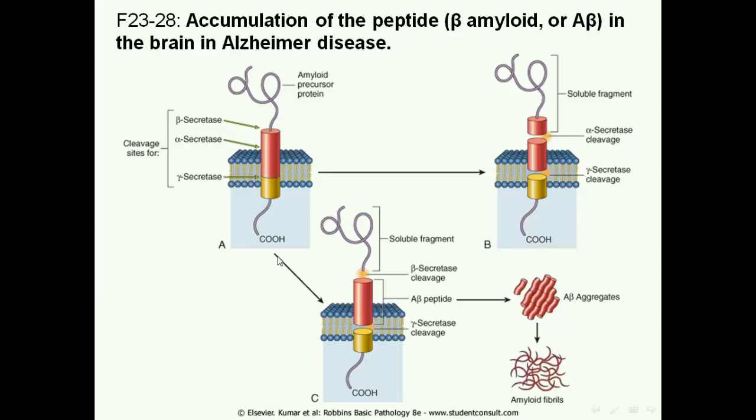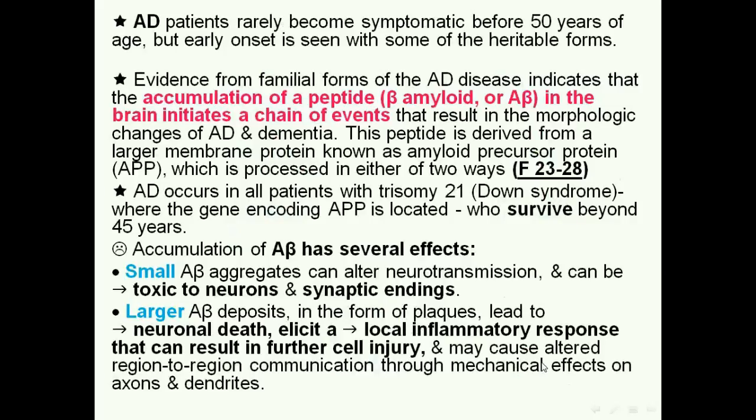But in abnormal conditions, when beta secretase cleaves it, it produces the A-beta peptide. This A-beta peptide is not soluble, so it aggregates and causes amyloid fibrils. So this is what happens in Alzheimer's disease. Beta secretase is the one responsible for all this dementia, because it causes the amyloid precursor protein to be cut in the wrong place, which causes A-beta peptides to aggregate and form amyloid fibrils. Now back to the slides.